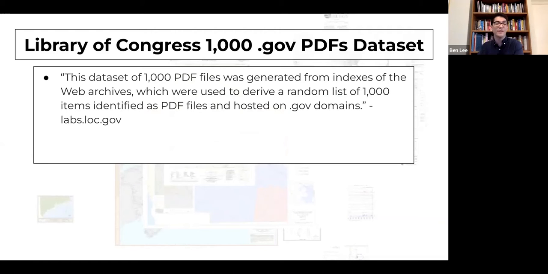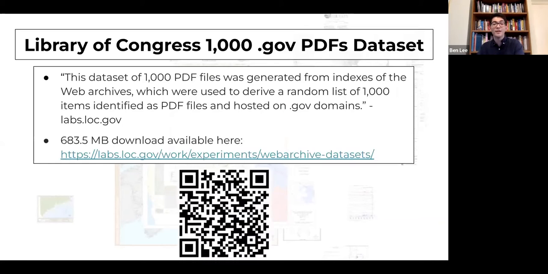Here I'll quote LC Labs to describe the dataset, where they say that this dataset of 1,000 PDF files was generated from indexes of the web archives, which were used to derive a random list of 1,000 items identified as PDF files and hosted on .gov domains. This collection of 1,000 random PDFs is available for download at the link below, and it is about 600 to 700 megabytes in total. So, pretty manageable in terms of scope.